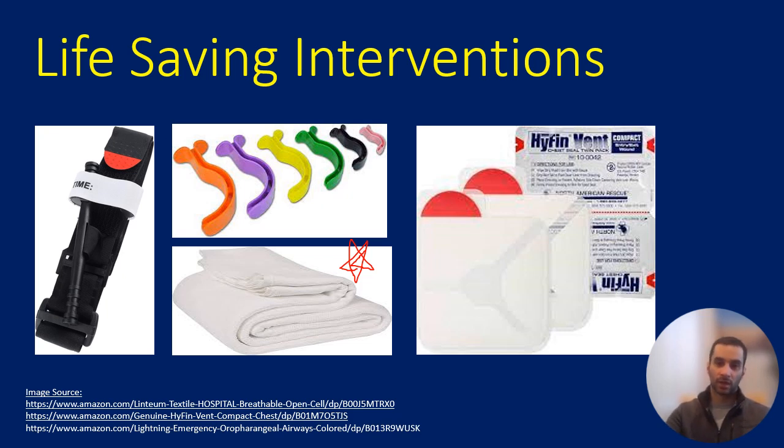And then lastly, you can put on a chest seal, like these Hyfin chest seals. Just a word on chest seals. These are non-occlusive chest seals because they have a vent. So air can go out, but not in. That's really important because if you put a completely occlusive chest seal, you need to monitor for reaccumulation of air and reoccurrence of tension pneumothorax if that air can't get out. So these are the life-saving interventions that you can perform at the BLS level.